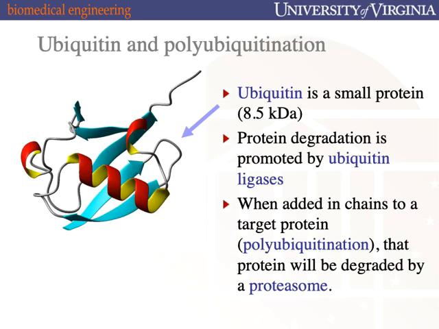And this occurs via a category of post-translational regulation in cells that we haven't touched on, saved the best for last, called ubiquitination, and also polyubiquitination. A lot of words there. What is ubiquitin? Ubiquitin is called ubiquitin because it's everywhere. There's a lot of it. It's very abundant in cells. It's a small protein.